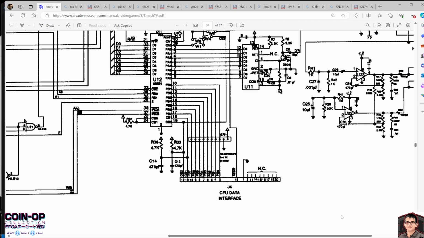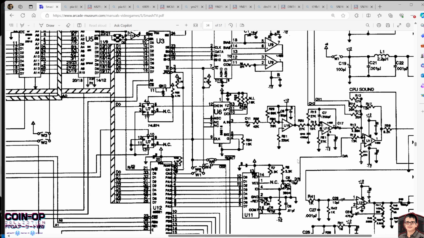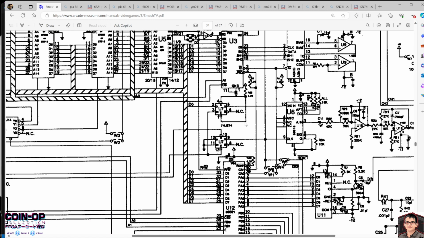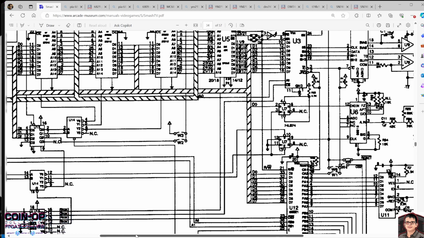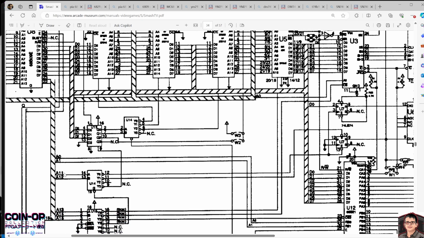So you see here, where's that component? Right over here. You see here the U6. So you can see that this is A11 and A12 that's going to it, right?